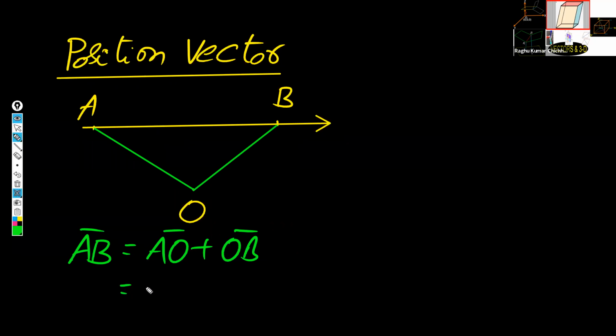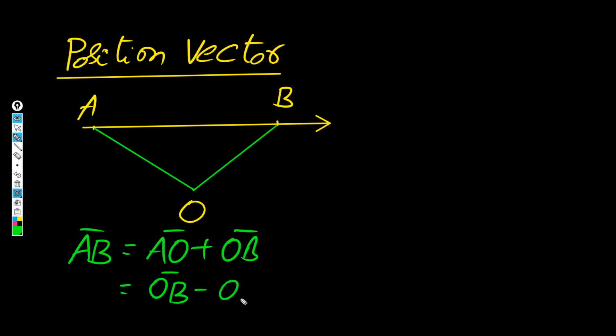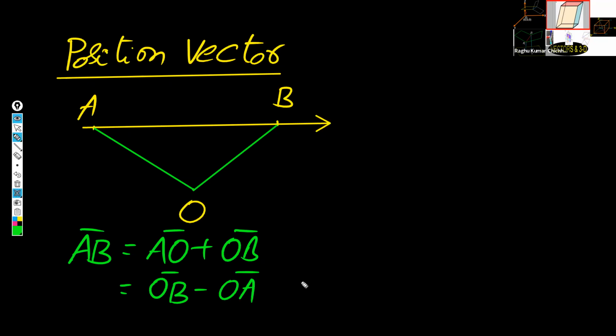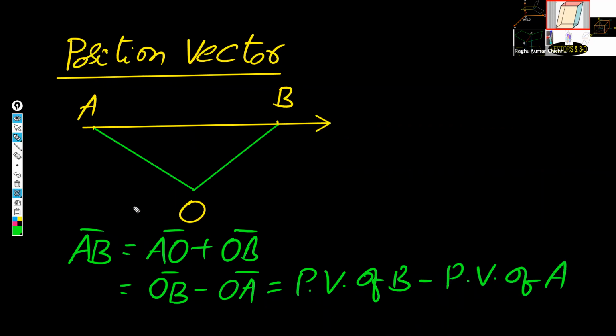Now this AO bar can be written as minus, in the direction of it, minus OA bar. So this is called AB bar is equal to OB bar minus OA bar. It can also be said as position vector of B minus position vector of A. This is what you have to understand. So writing any vector in terms of another position goes like this. For example, if you want to write PQ bar, where O is the origin of reference, then PQ bar is nothing but OQ bar minus OP bar. This we will be applying with regards to the position vectors.